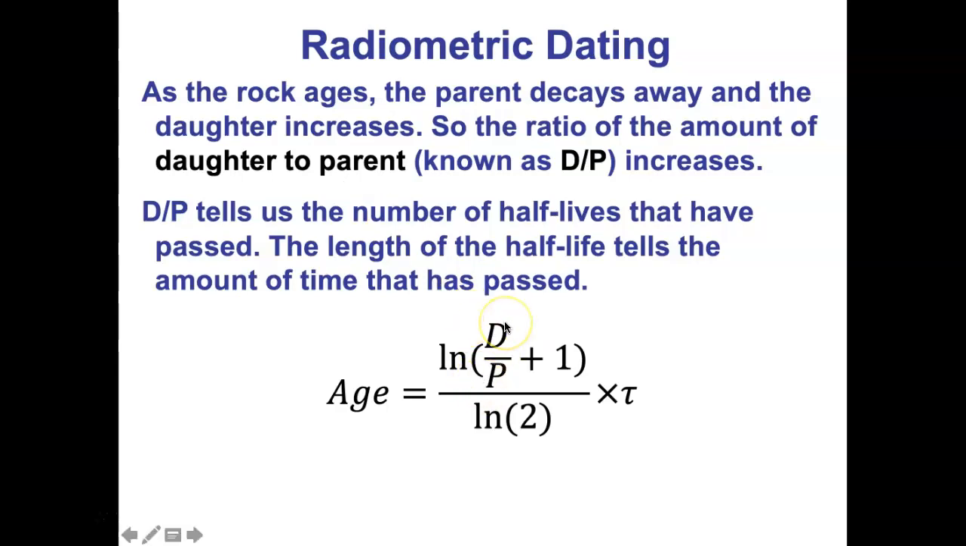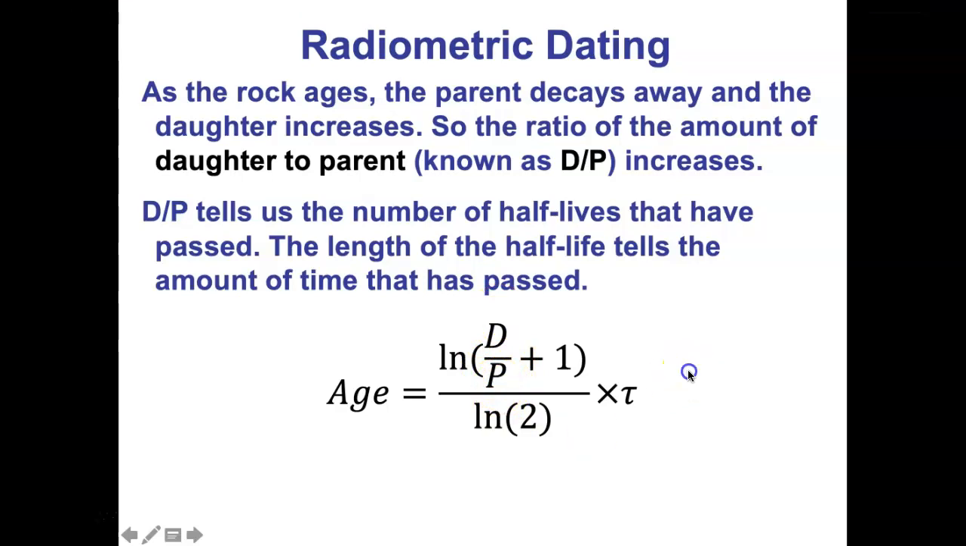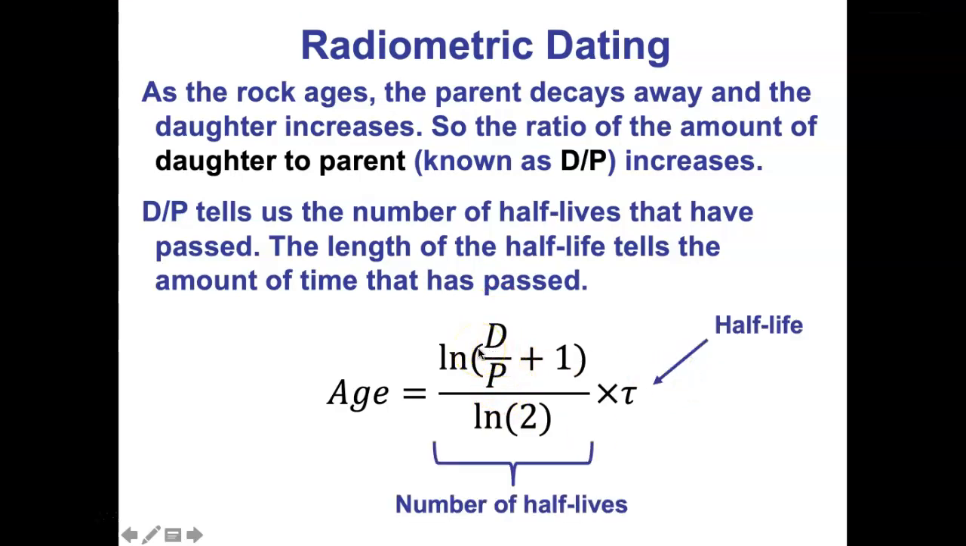All you need to do is take a sample out of your rock, count up the number of daughter atoms you find, count up the number of parent atoms you find, and divide them. Sorry, had a hiccup there. Where was I? You take a sample out of the rock. You count up the number of daughter atoms in your sample. You count up the number of parents. If you divide them, that ratio tells you how many half-lives have passed since that mineral, since that rock formed.